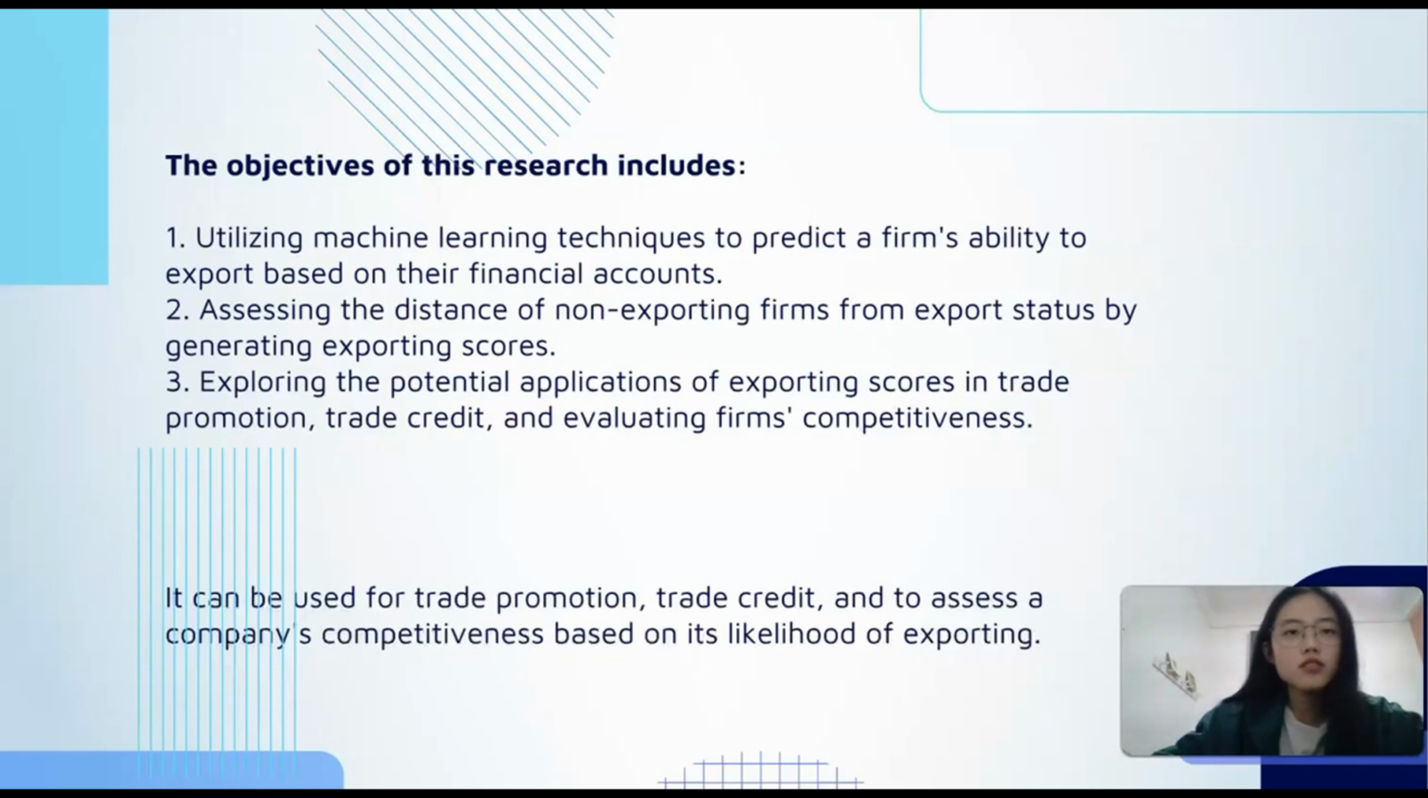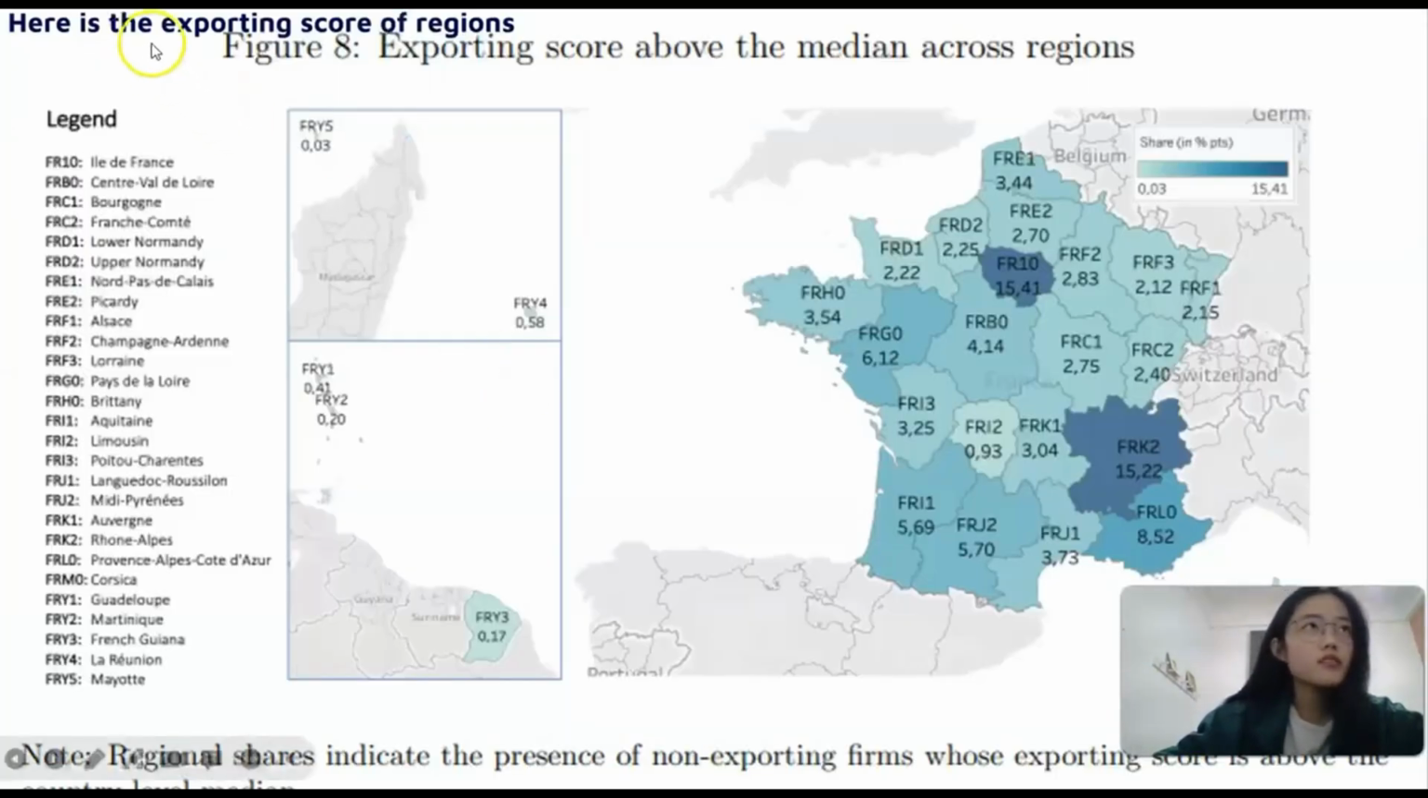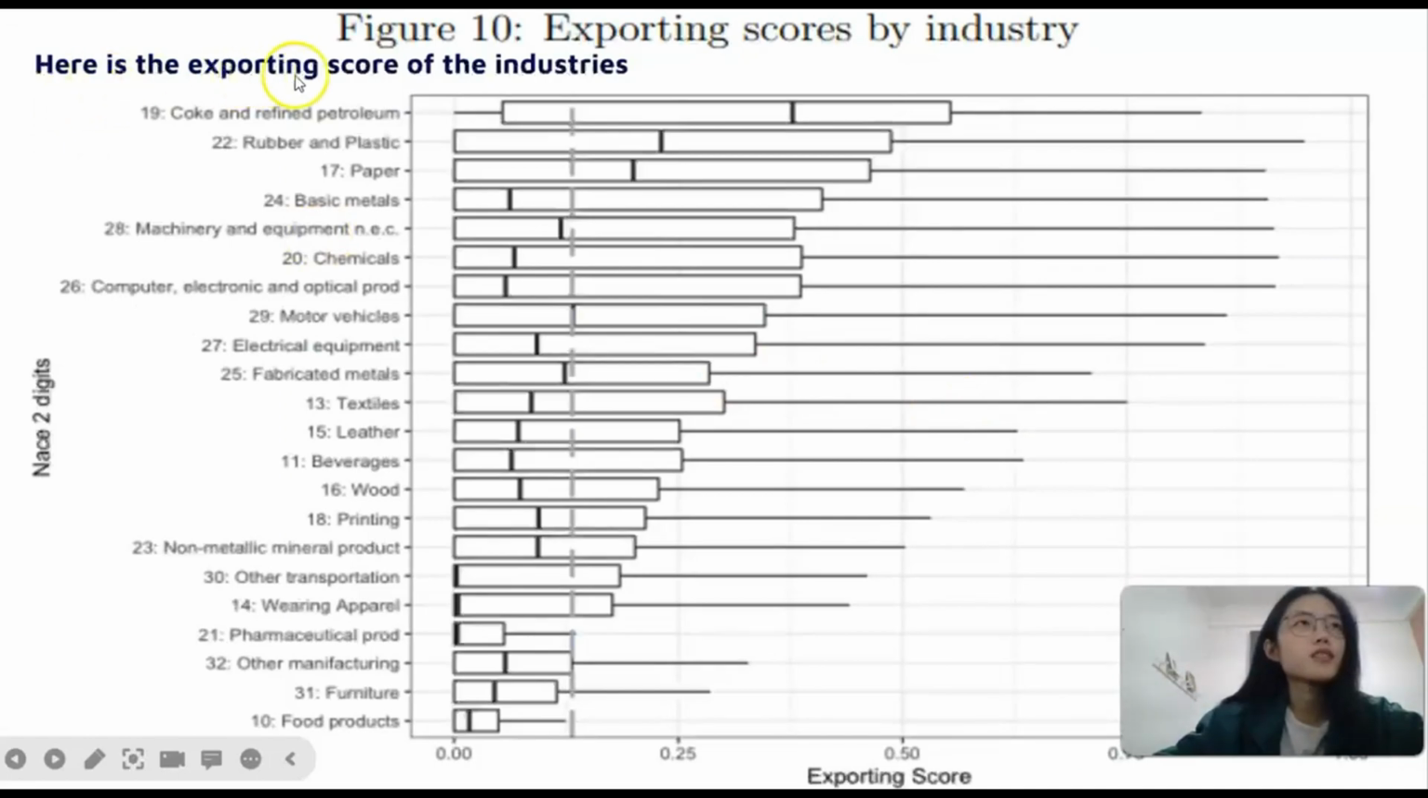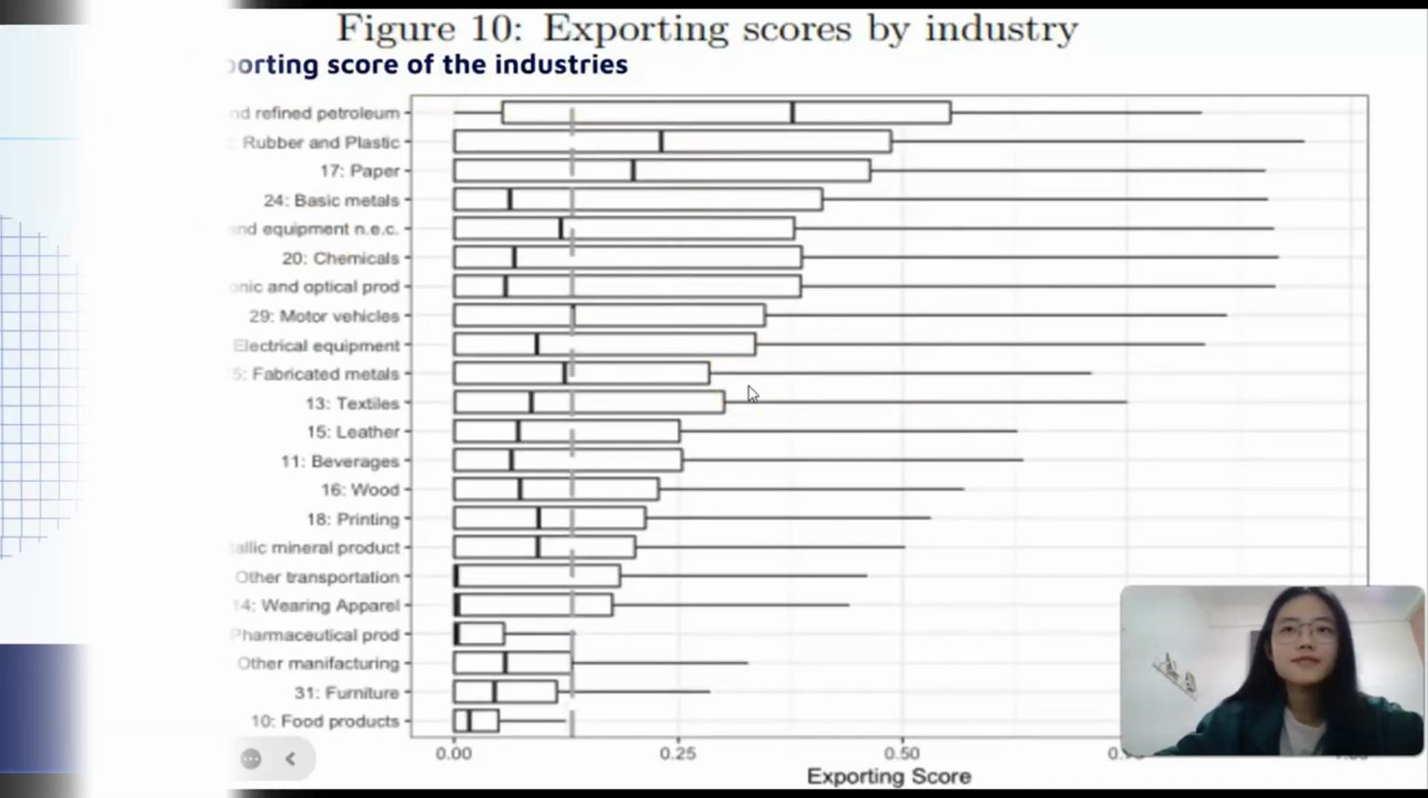Here are the export scores of the regions. Since the study is based on French firms, you can see it is limited to this area. Here are the export scores of the industries. Then let's move to the next part.